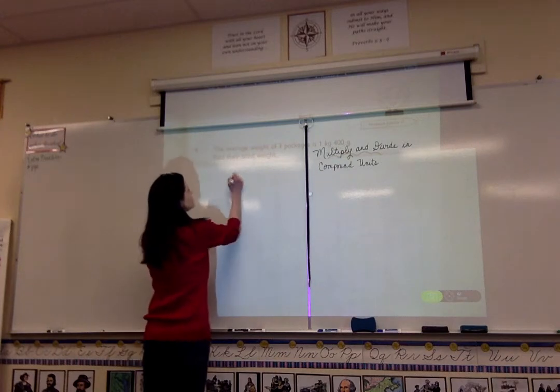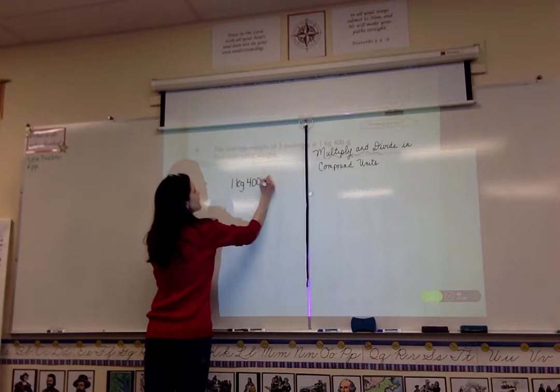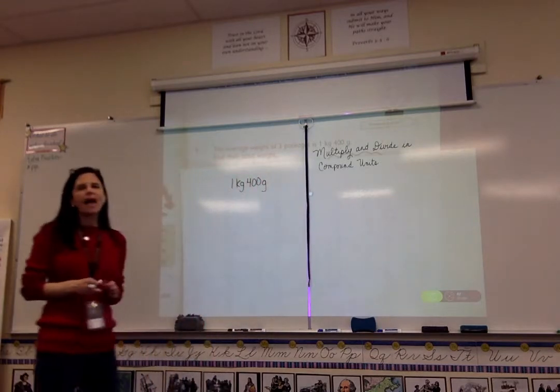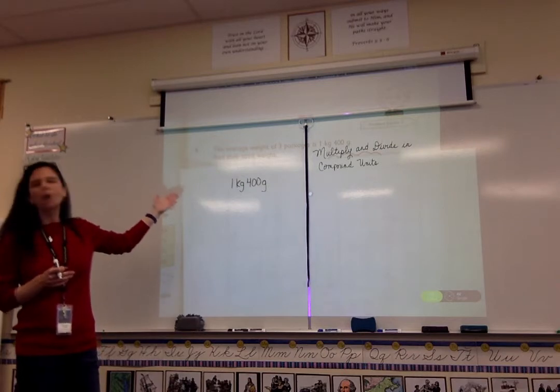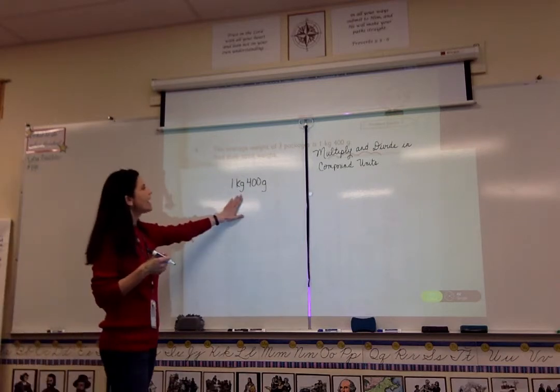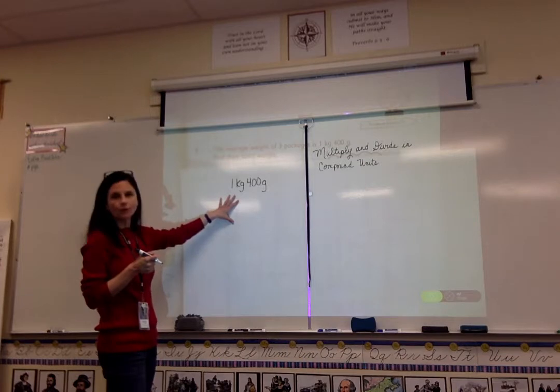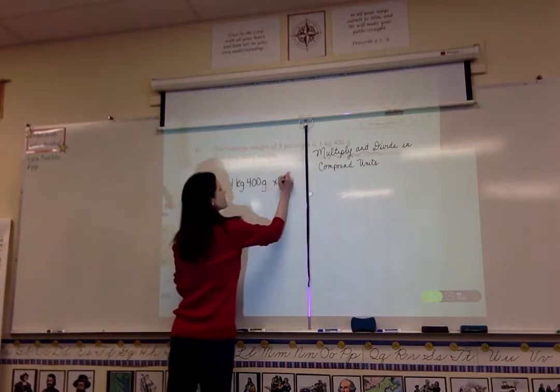So we'll go ahead and write down 1 kilogram, 400 grams. So there's the average, and we want to know what's the total. Well, there are 3 boxes or packages that have the average weight of 1 kilogram, 400 grams. So we're going to multiply that times 3.